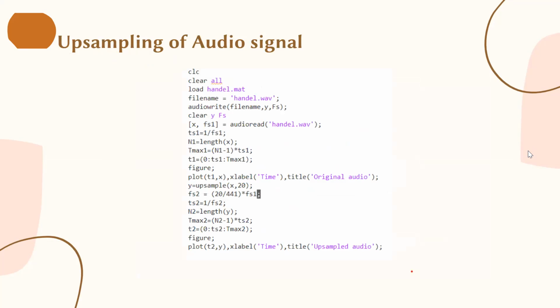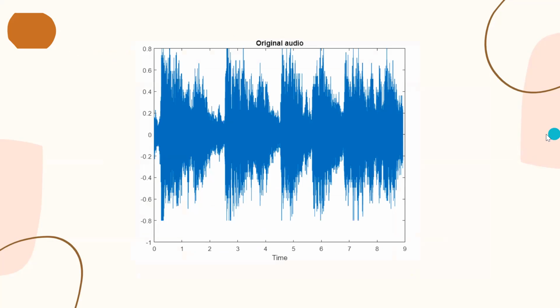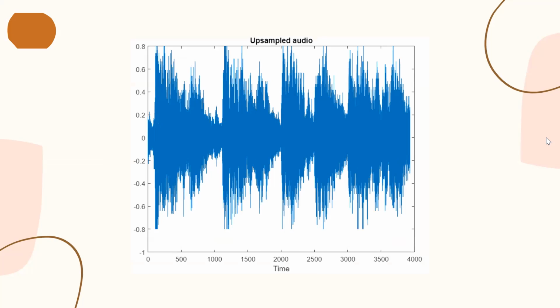So similarly, we have done upsampling for the audio signal. Here we have considered the inbuilt audio present in MATLAB. Next slide. This is the original audio which we took as an input, and next it is upsampled. This is the upsampled audio. Here we can see the x-axis ranges from 500,000 and so on. Next slide.